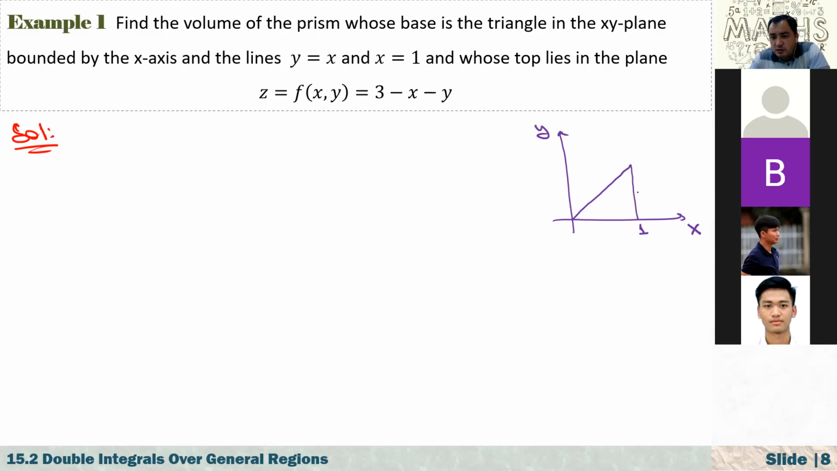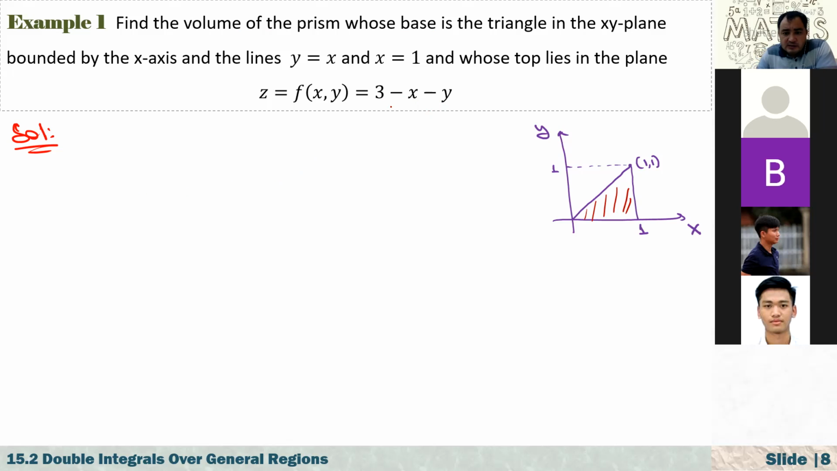Since the equation of the line is y equals x, this intersection point is 1 and 1. Also, this one is 1, right? So this line x equals 1 and the x-axis, so we are talking about this region. Okay, so we are integrating this. And from the top, actually, the top of this roof lies in the plane f of x y equals 3 minus x minus y. Okay. So now we will calculate this in two different ways.